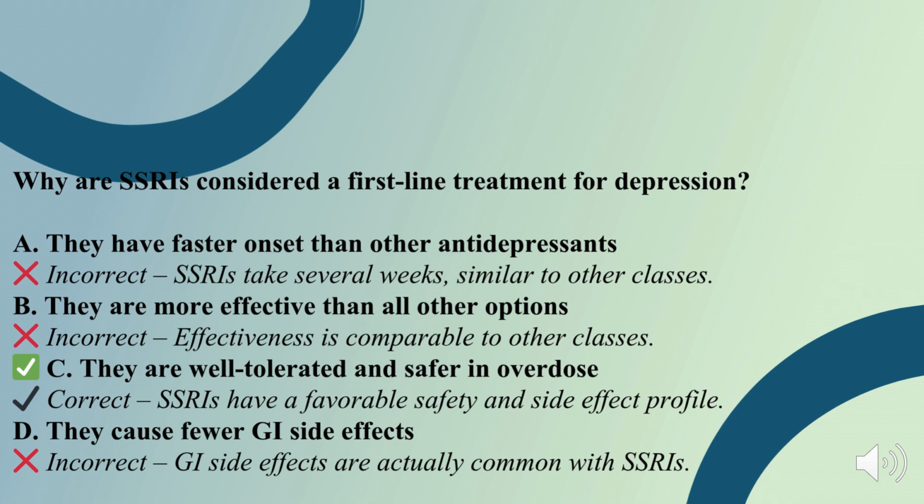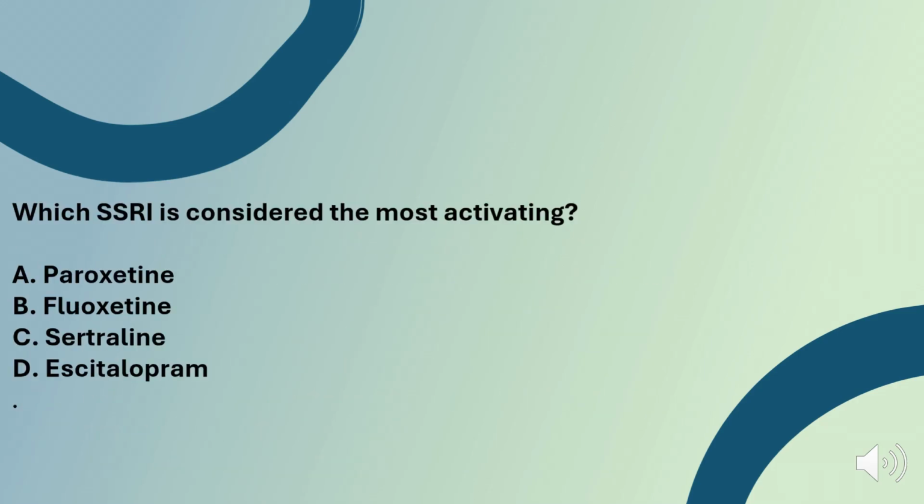So the next one, they are well tolerated and safer in overdose. If you said C, that is the correct answer. SSRIs do have a favorable safety and side effect profile. And they cause fewer GI side effects, which is D. That is incorrect because GI side effects are actually quite common with SSRIs. And as for a board question, they love to test safety questions. So remember tolerability. They're going to be asking why something is first line for a disorder. Let's go on to the next question.